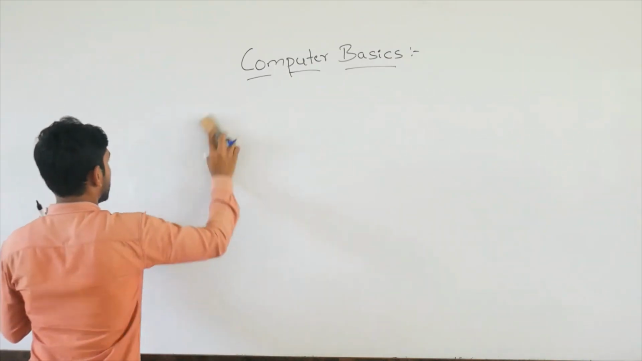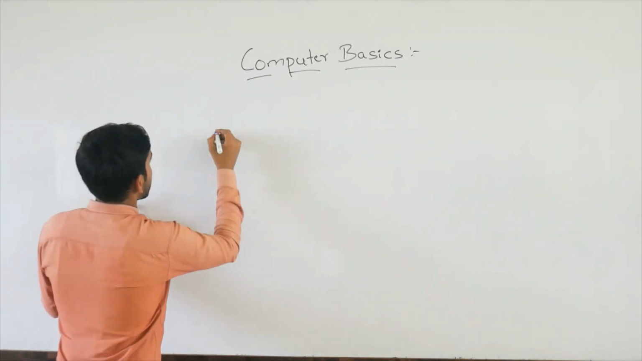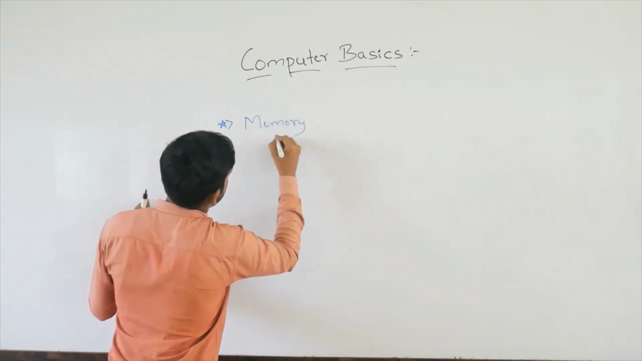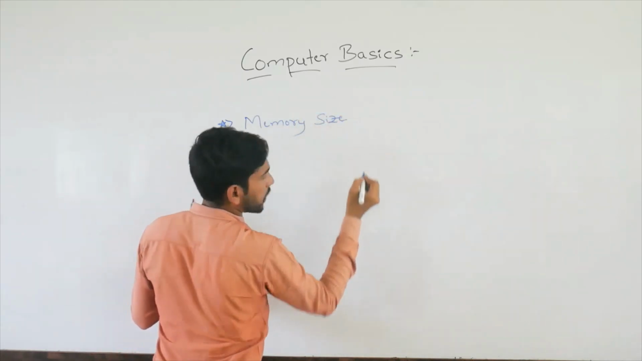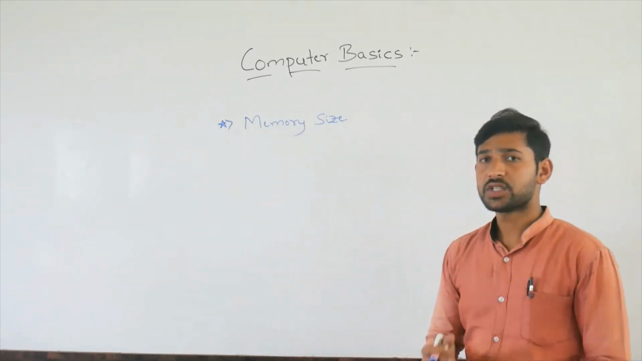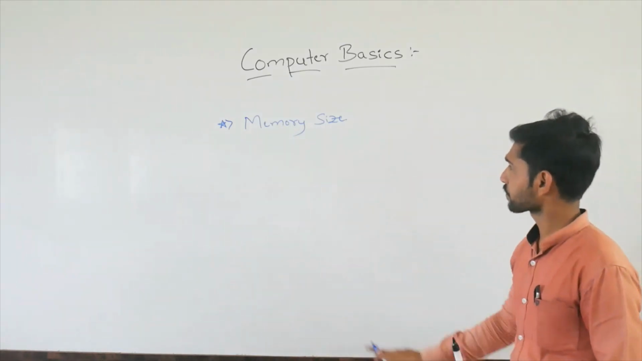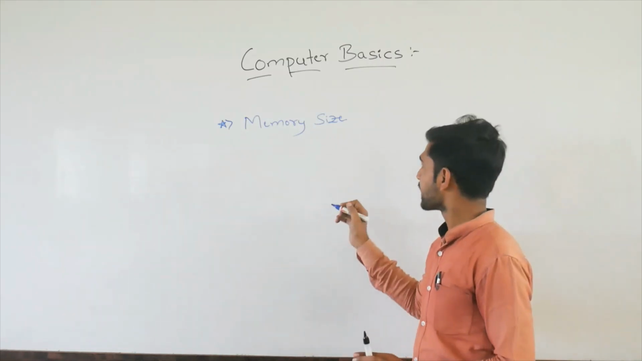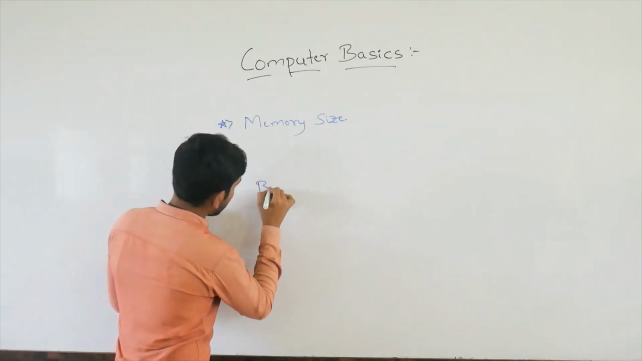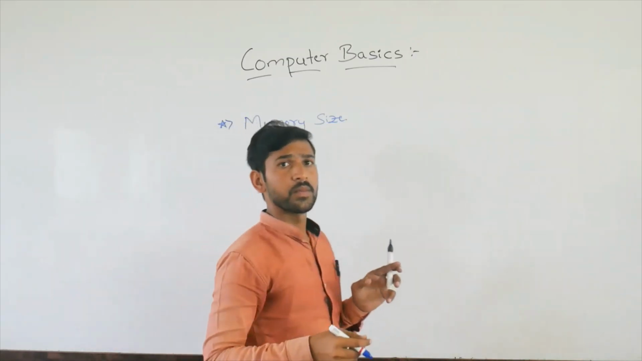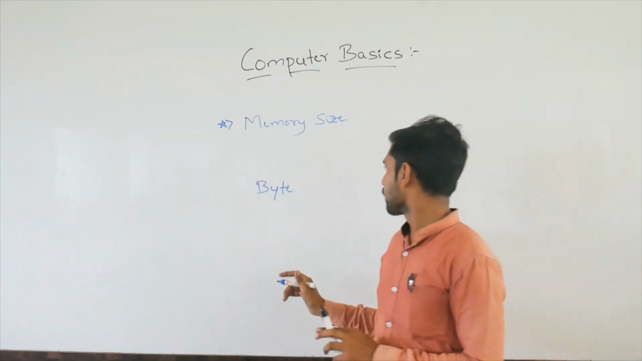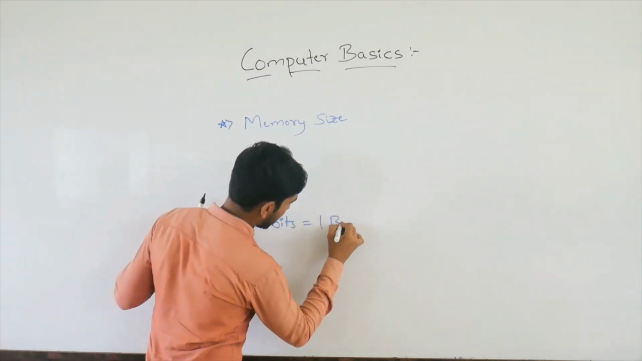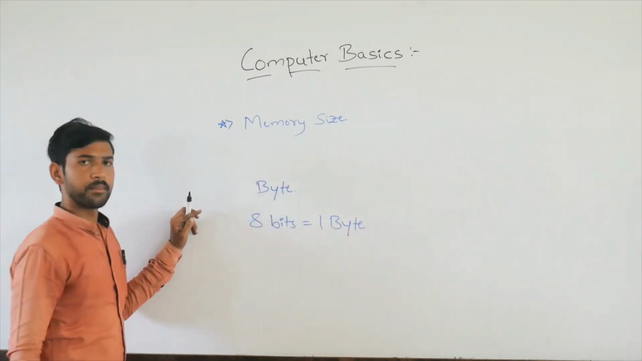The next one is memory size. Memory size means computer storage devices, computer memory. The data can be measured in terms of bytes. Byte means 8 bits equal to 1 byte.